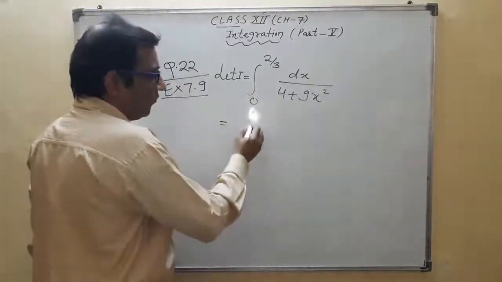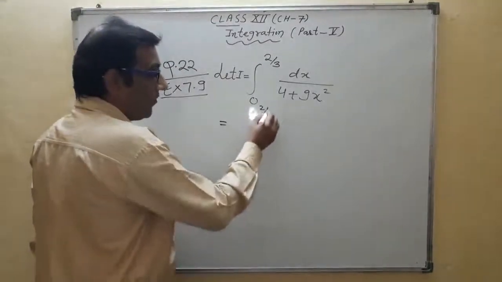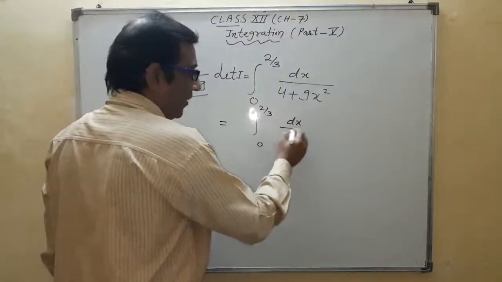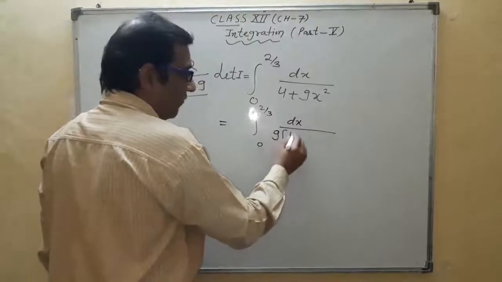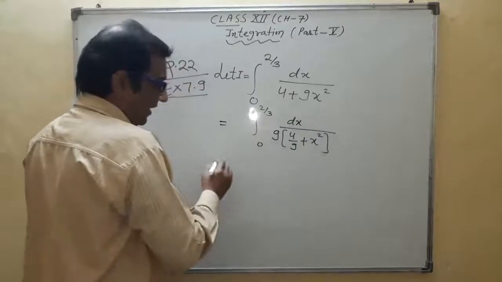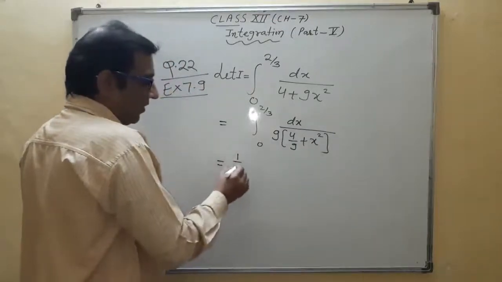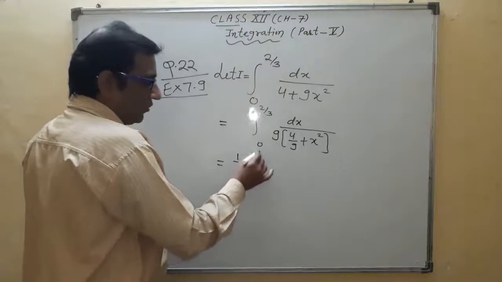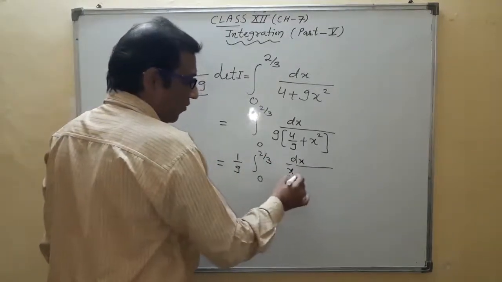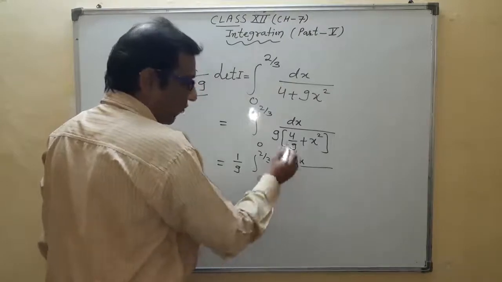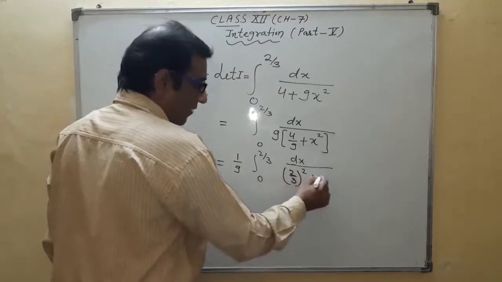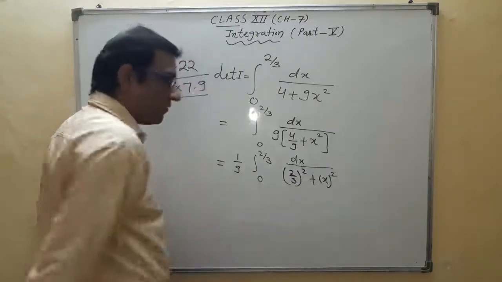So what will we do here? We want the coefficient of x square to be positive 1, so first we take 9 common from the denominator so that it becomes 4 upon 9 plus x square, and it can be written as 1 upon 9, 0 to 2 by 3, dx upon whole square of 2 upon 3 plus x square. 4 upon 9 can be written as the whole square of 2 upon 3.